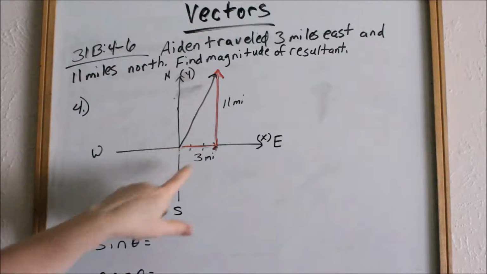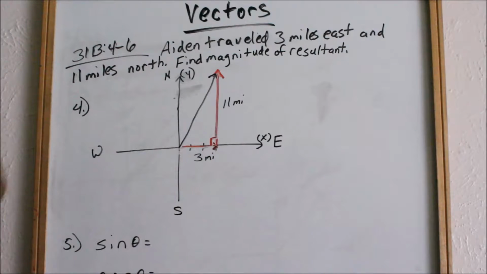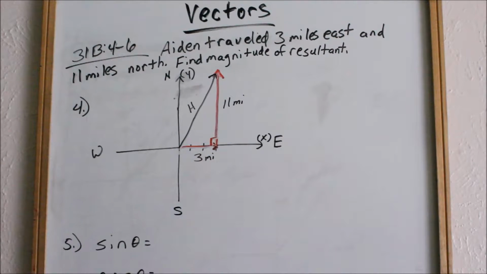So what kind of triangle did we make when we drew this picture? A right triangle. For a right triangle, you can always use Pythagorean theorem, okay? I'm just going to label this as H because it's my hypotenuse. You can label it whatever you want. Books will label them all different.